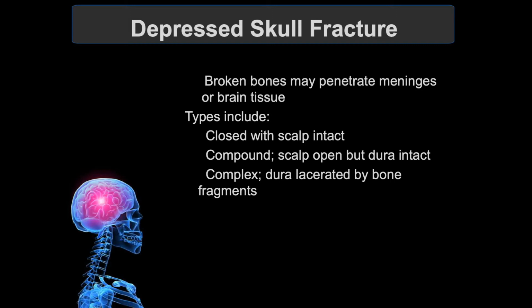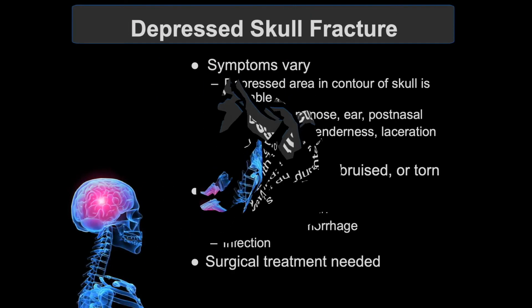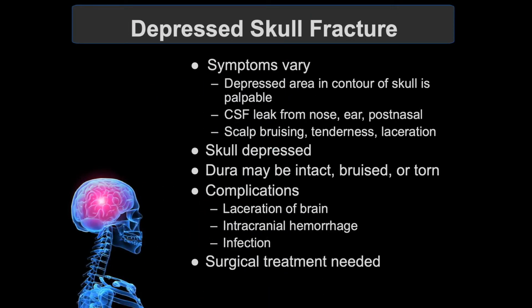Symptoms vary depending on the individual and the circumstances behind the injury. However, there is a depressed area in contact of the skull which is palpable. There will be CSF leaking from the nose, ear, and in the postnasal area. There will be scalp bruising, tenderness, laceration, and a palpable depressed area over the skull. Remember that the dura may be intact, bruised, or torn. Complications include laceration of the brain, intracranial hemorrhage, infection, and in most cases, surgical intervention is needed to help the patient survive.